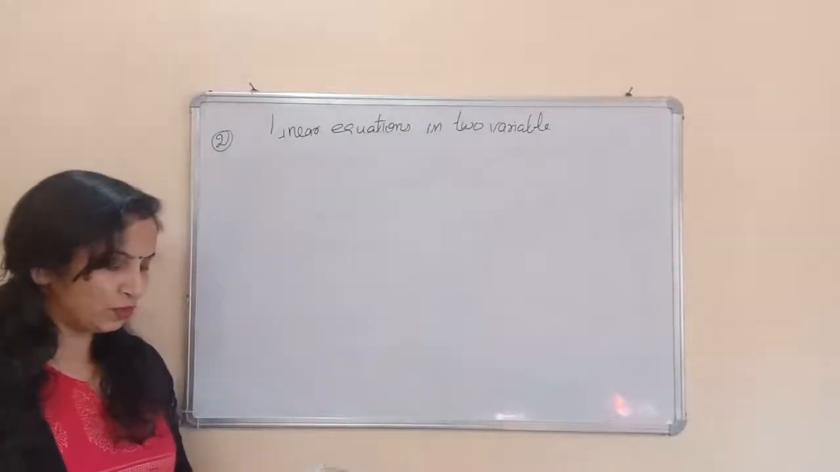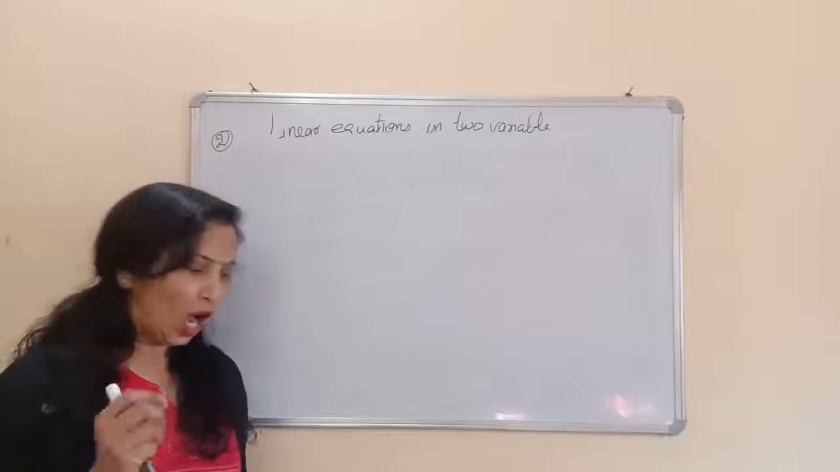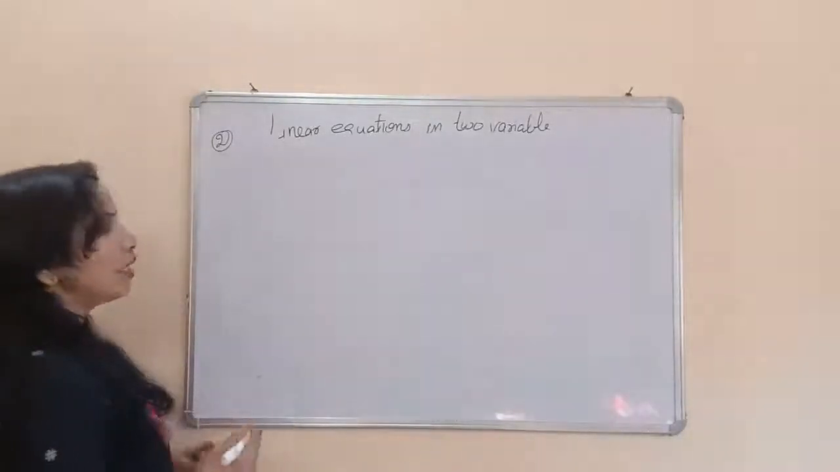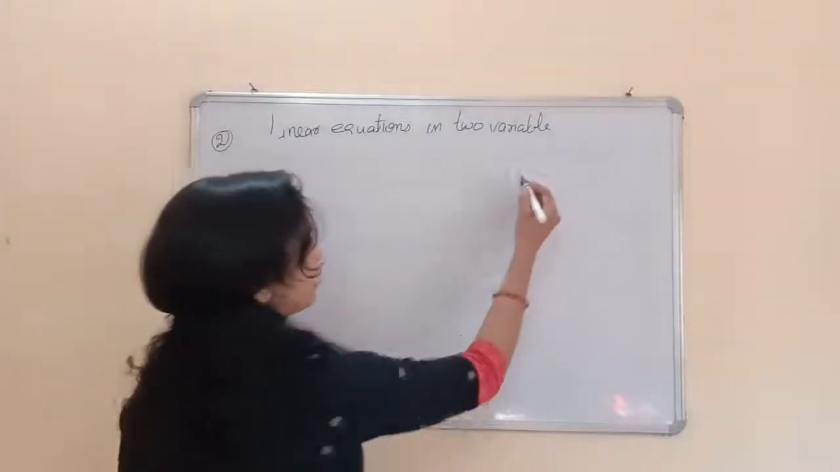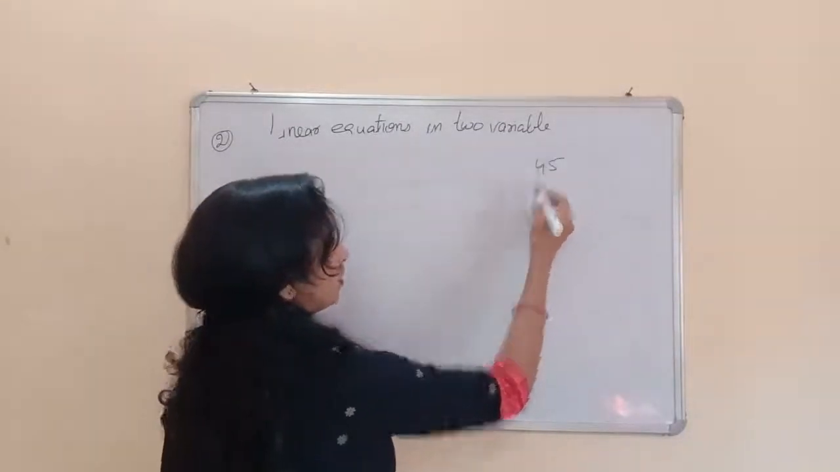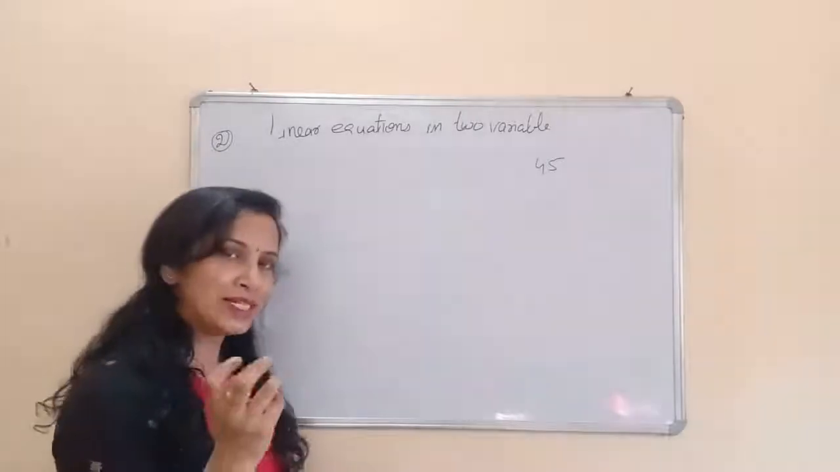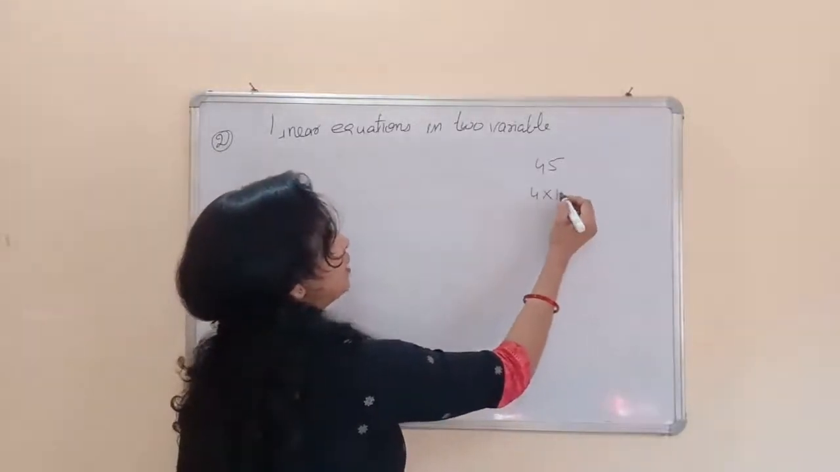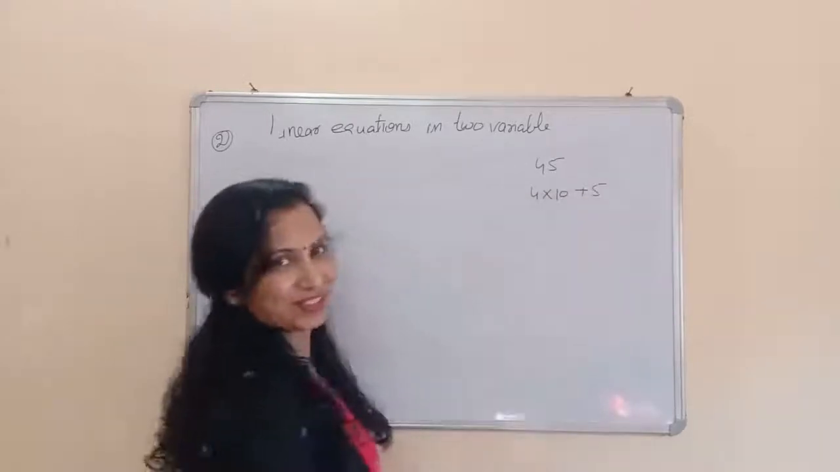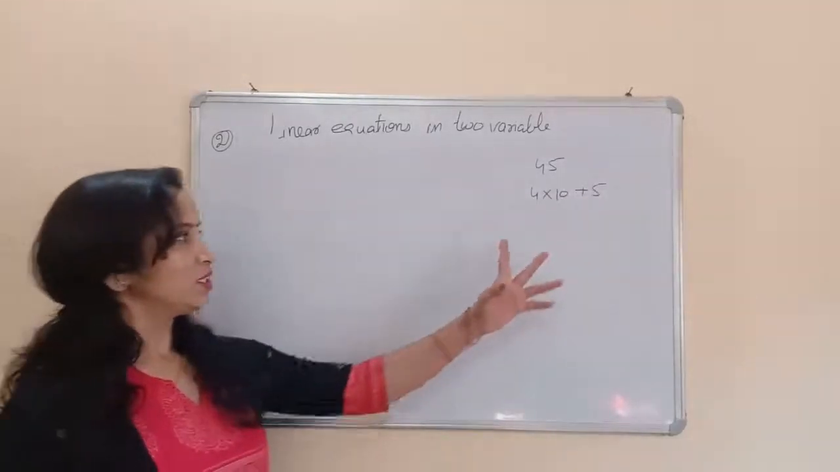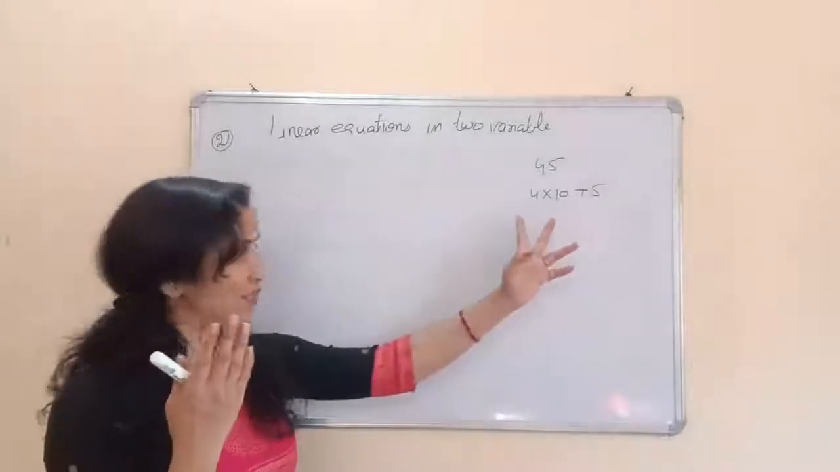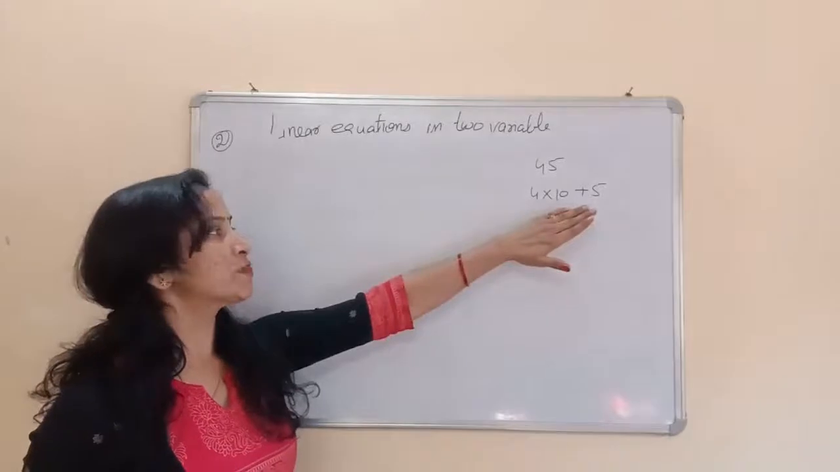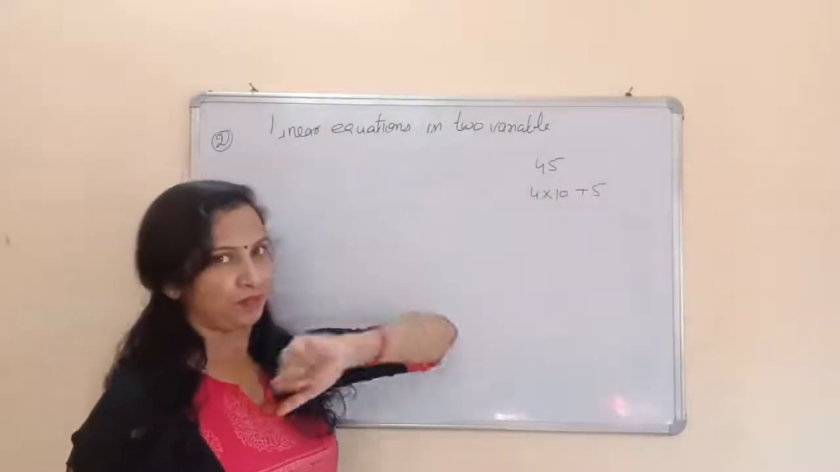The sum of the digits of a 2-digit number. Okay. How will you solve the equations of a 2-digit number? In a 2-digit number, let's take one example. The number is 45. If you want to write this number in expanded form, what will you do? You will write it like 4 into 10 plus 5. This is the expanded form of any 2-digit number.